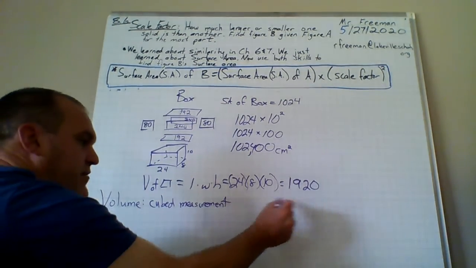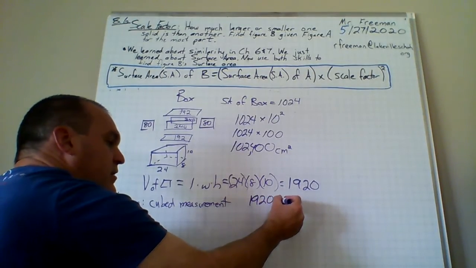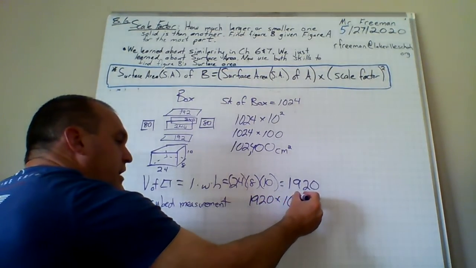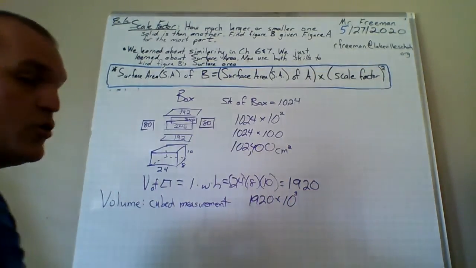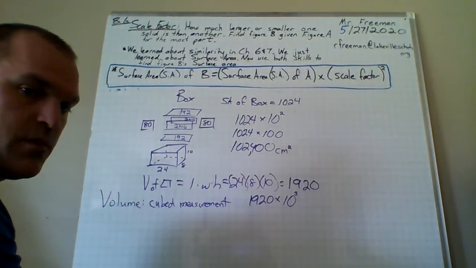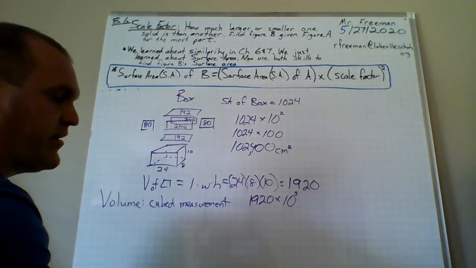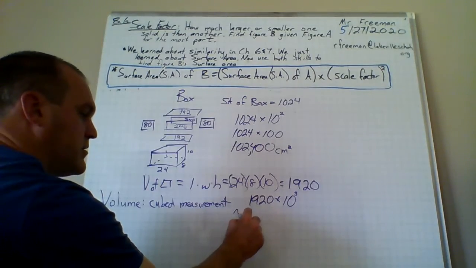So that means if we have this 1920, and we're going to have a scale factor of 10, we're actually going to be 10 times 10 cubed, because this is volume, not surface area. Not always the most convenient thing for them to throw a volume problem at you while we're learning surface area, but they do just because they're so kind.